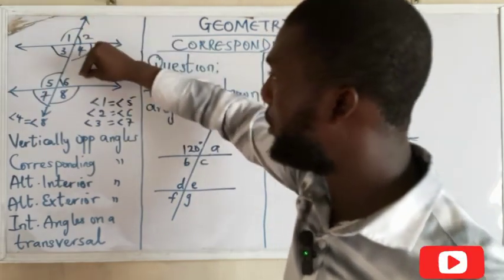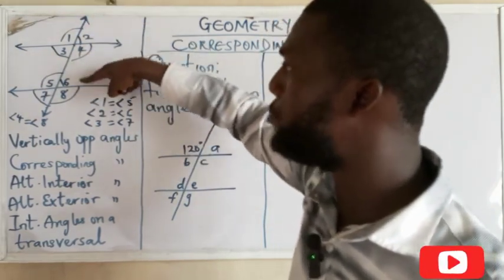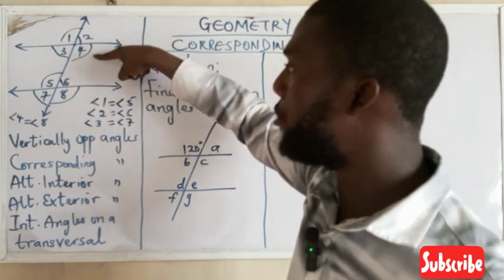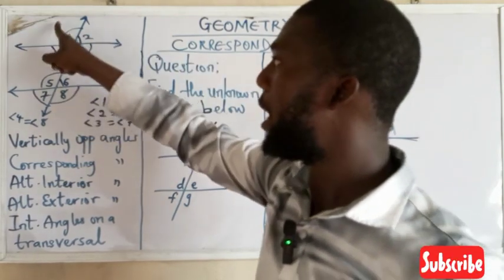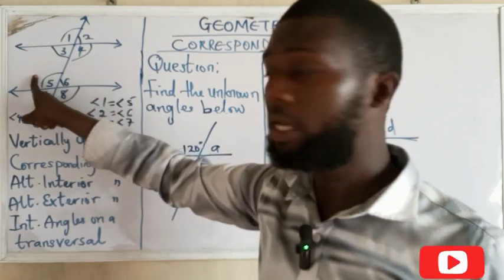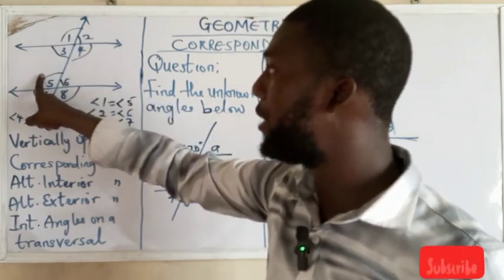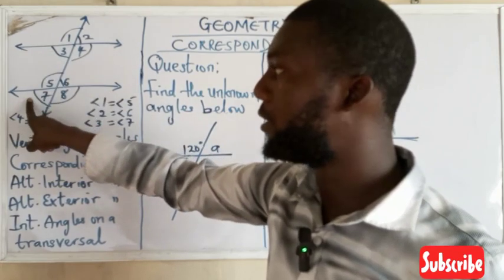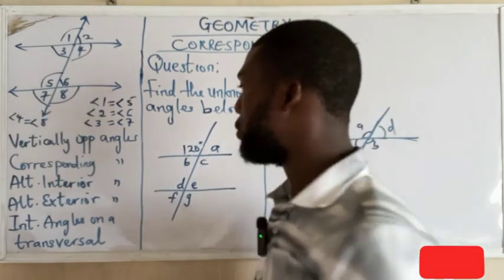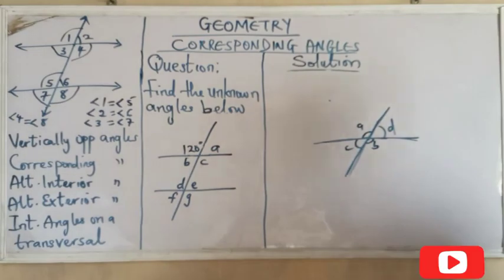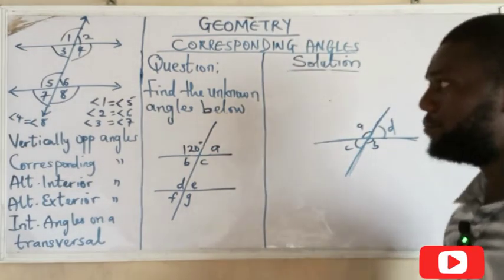Now, angle 2, you see, goes in line because it is in the same position as angle 6. Angle 4 goes in line with angle 8. Angle 1 goes in line with angle 5, then angle 3 goes in line with angle 7. So that is what corresponding angles are.